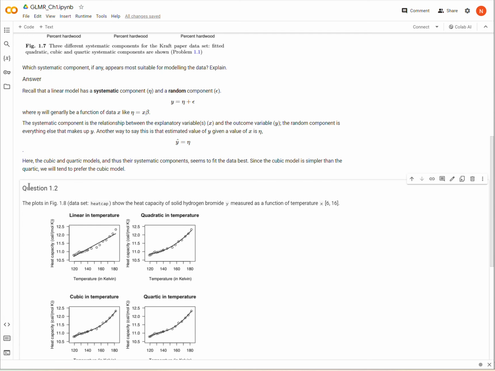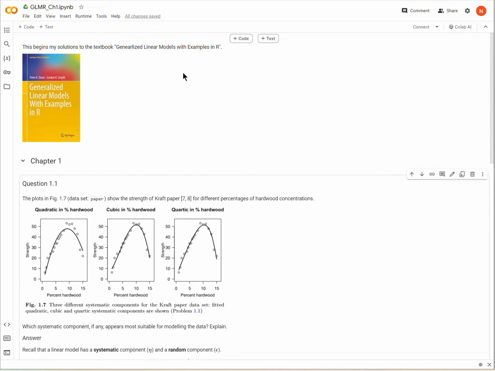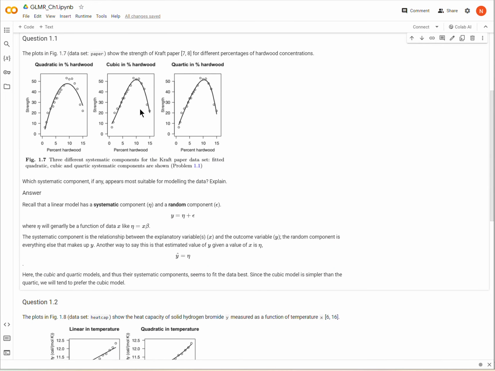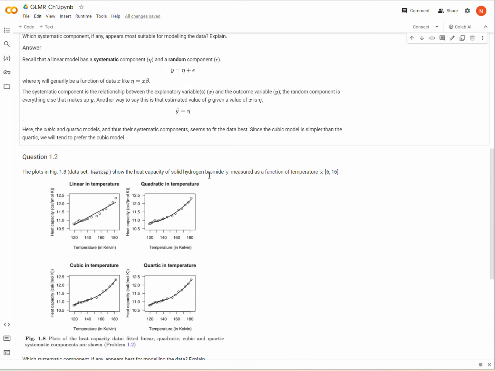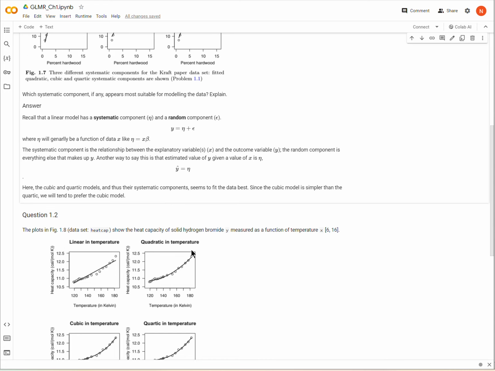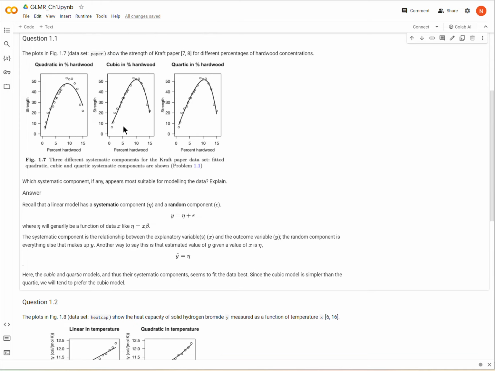We are on question 1.2 from this book right here, Generalized Linear Models with Examples in R. And this is very much like question 1, and I probably should have done them together. But anyway, live and learn. So if you're just discovering question 1.2 here, you may want to go back to 1.1 as well, because there might be some explanation there that is a little bit useful.